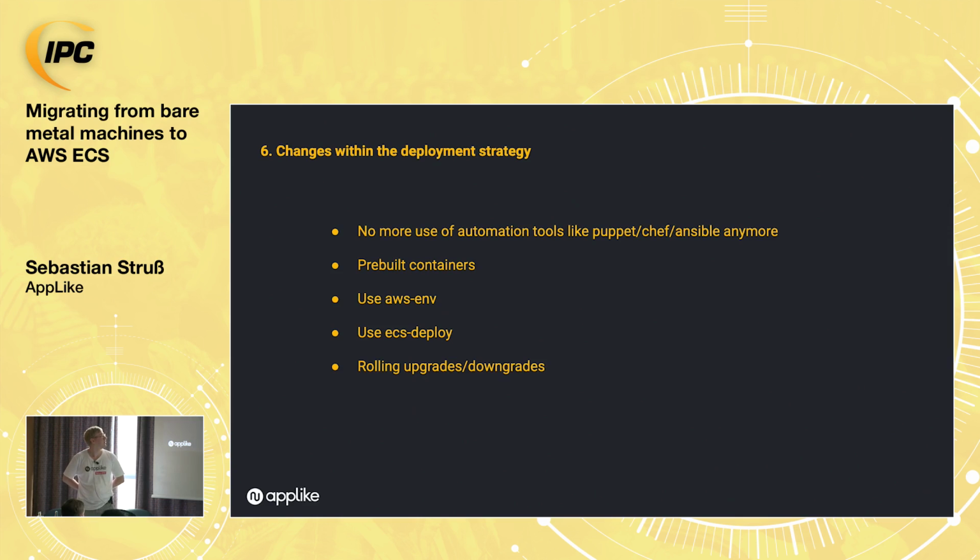Next thing is rolling upgrades and downgrades. Maybe some of you or many of you have already experienced that. We didn't use it before, but using ECS deploy, or using AWS ECS, we are then able to do that.